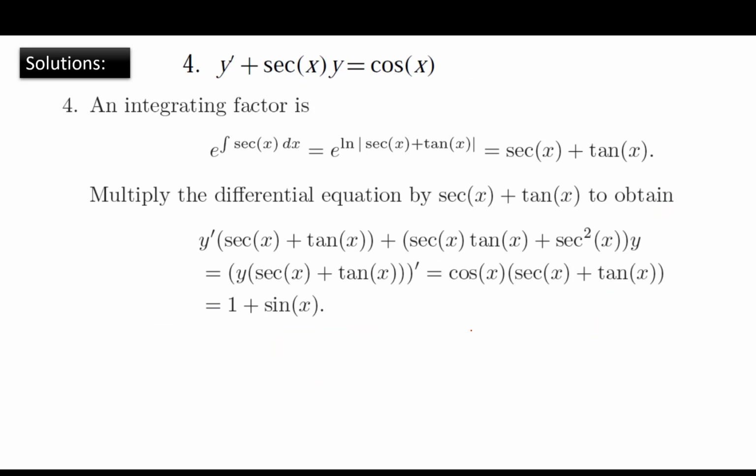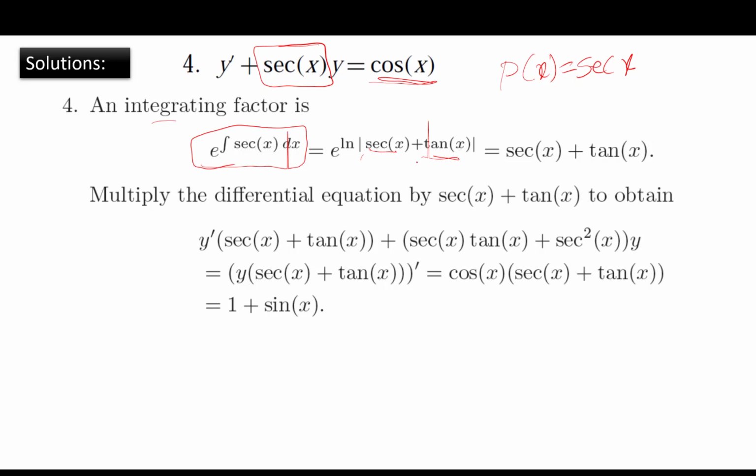Okay, number 4. It is y prime plus sec x y equals cosine x on the right-hand side. As you can see here, our eyes go directly to this. So our p of x here is going to be sec x. That's right. And the integrating factor is going to be e to the integration of sec x dx, which equals e to ln. Remember that the integral of sec x is the ln of sec x plus tan x.